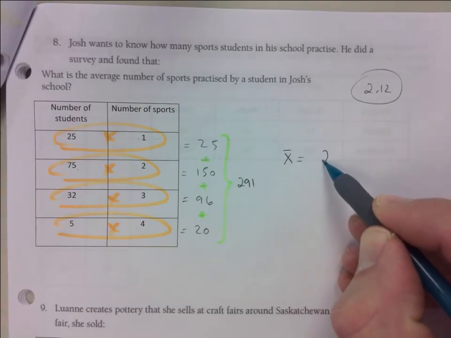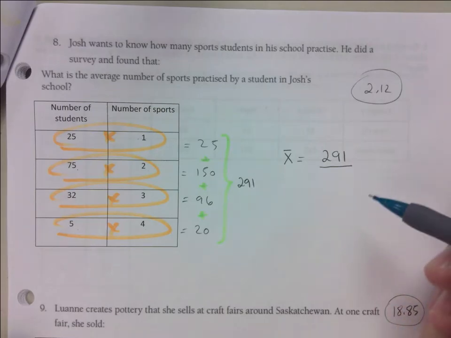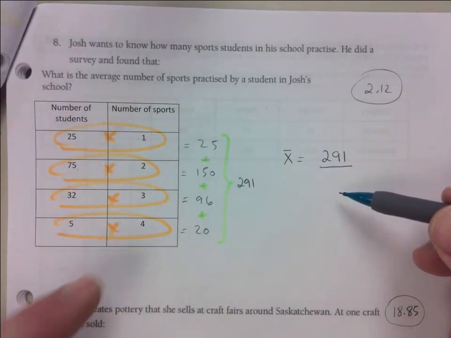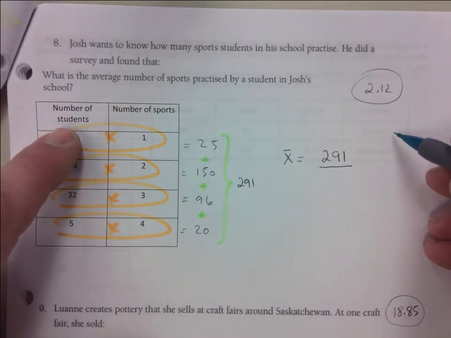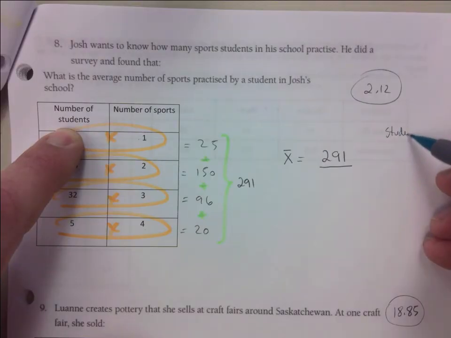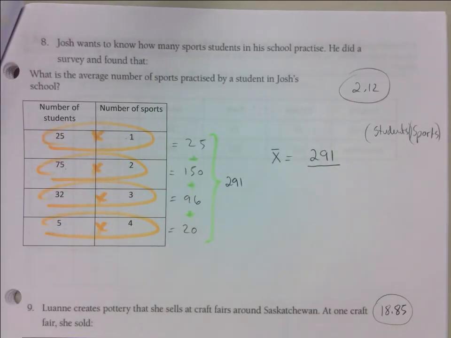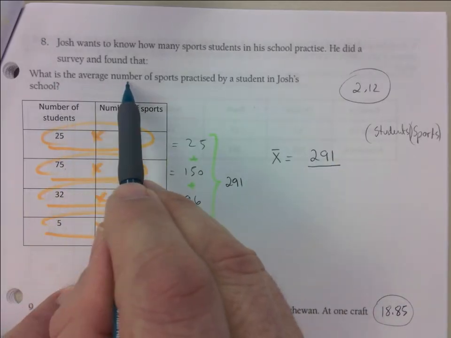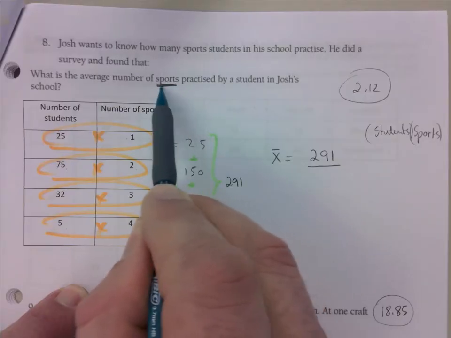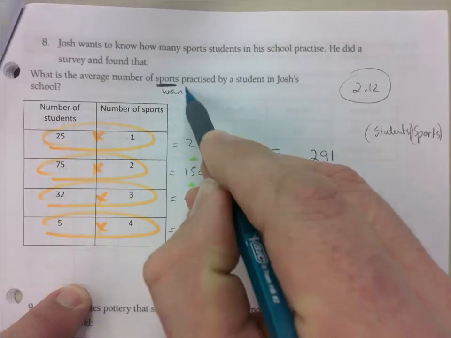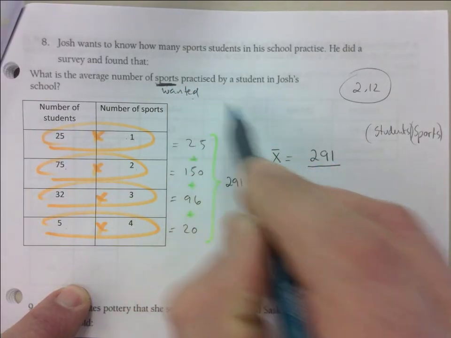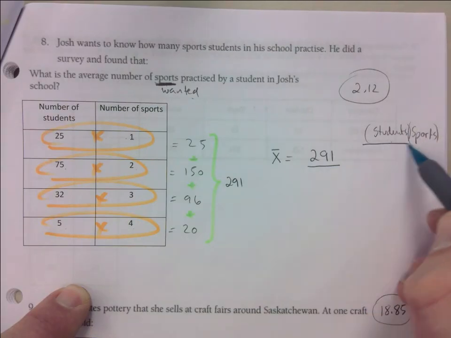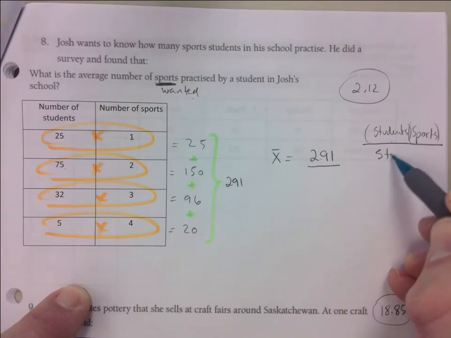You're going to say 291 divided by one of these columns. So what I tell my students is, in this case, again, we do students and sports. So this is a little counterintuitive, like it goes against what you want to do maybe. But what does it ask for? What is the average number of sports? This is what you wanted, right? That's wanted. Sports is wanted. So students would be unwanted. So we need to divide everything by students.